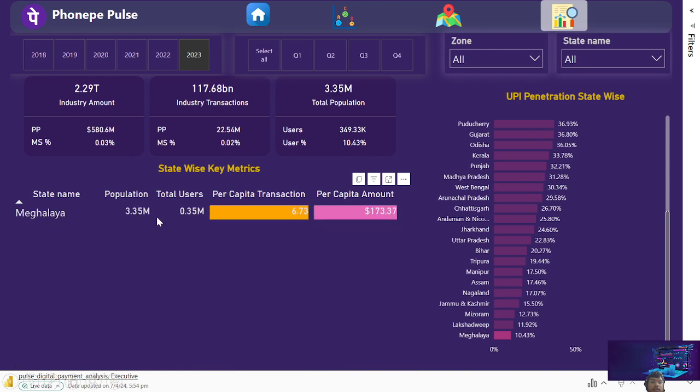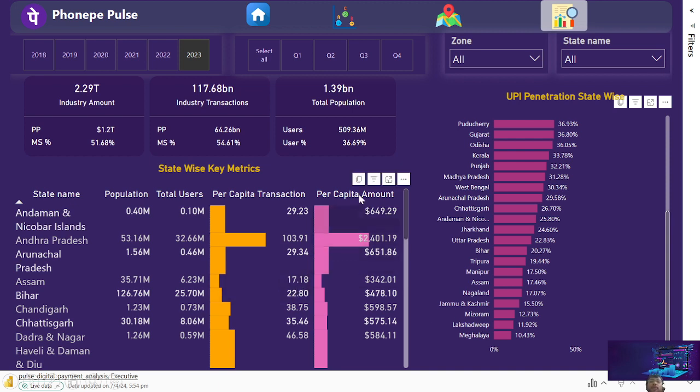If we talk about Meghalaya, Meghalaya's total population is 3.35 million. The total users are just 0.35 million. The per capita transactions for Meghalaya is 6.73 and per capita amount is $173.37. So I hope I have answered all the research questions efficiently.